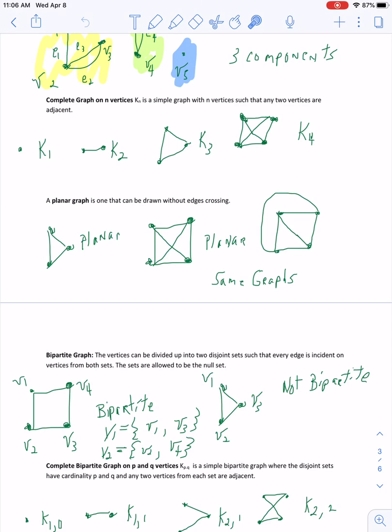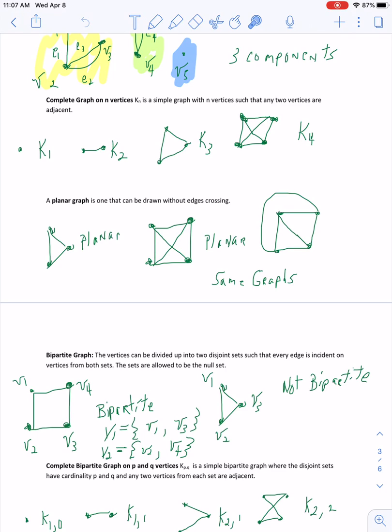So here's the way I could do it. Let's put this vertex in the first set, big V1. So I put small v1 into big V1. Now this edge has to be incident with vertices from both sets, and so does this one. So if small v1 is in one set, small v2 has to be in the other set. But since small v2 is in big V2, and there's an edge between that and V3, V3 has to be in the first set, because this edge has to be incident with vertices from both sets. Okay, so that puts V3 in the first set.